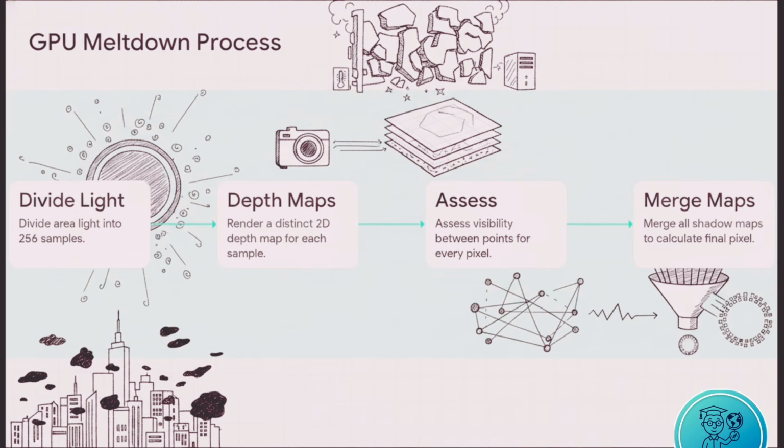Here's how standard shadow mapping works. First, the engine divides the light into those 256 samples. Second, it has to render a distinct 2D depth map for every single one of those samples. Third, it assesses the visibility between points for every single pixel on your screen. And finally, it merges all of them together. Now imagine asking your computer to do this entire process 60 times a second for every single shadow in a massive city. It creates a computational wall that brings even the absolute best hardware to a crawl. It's just not feasible for real-time rendering.